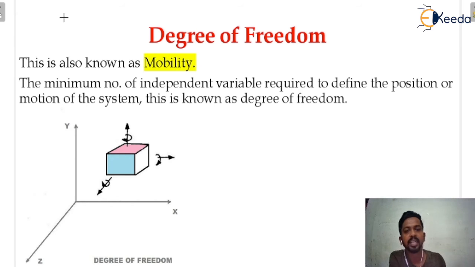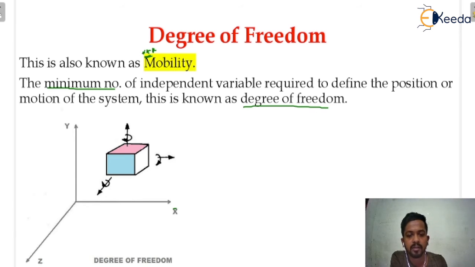Okay, so basically degree of freedom is also known as mobility. The another name of the degree of freedom is mobility. You must remember this name also. So what is the degree of freedom? Basically, this is the minimum number of independent variables required to define the position or the motion of the system. If you want to define the position or the motion of the system, the minimum number of independent variables that is required, that is known as the degree of freedom, also known as mobility.